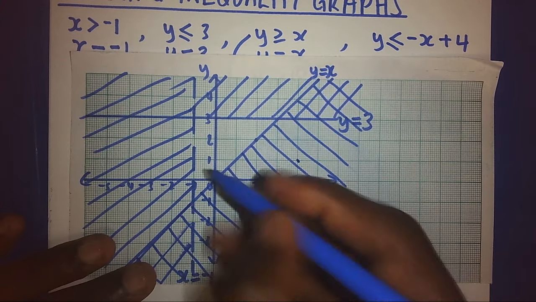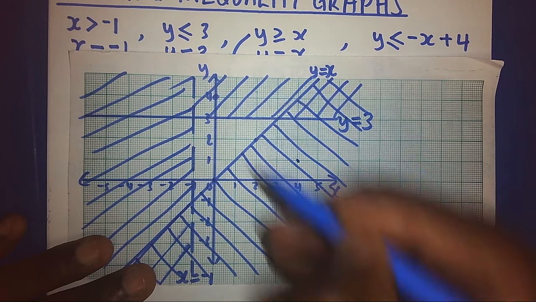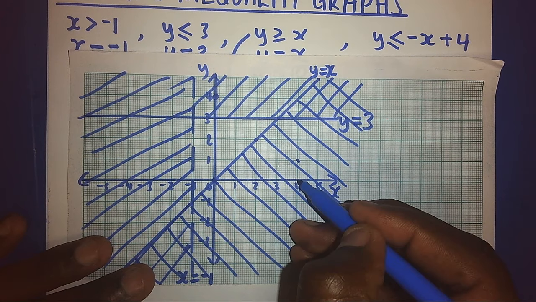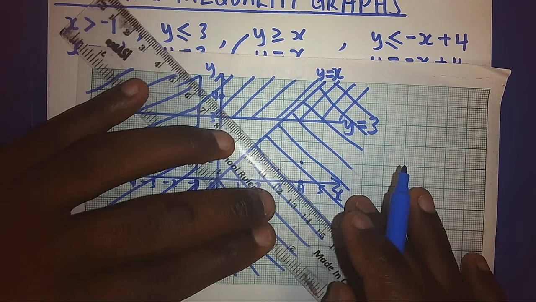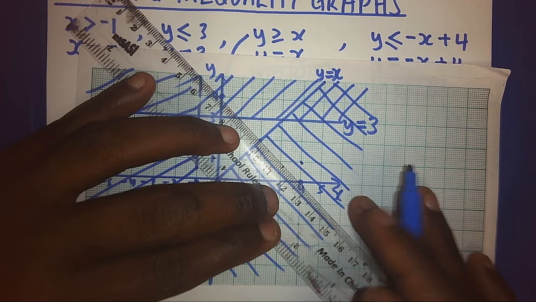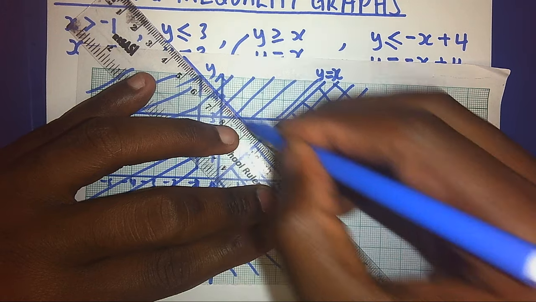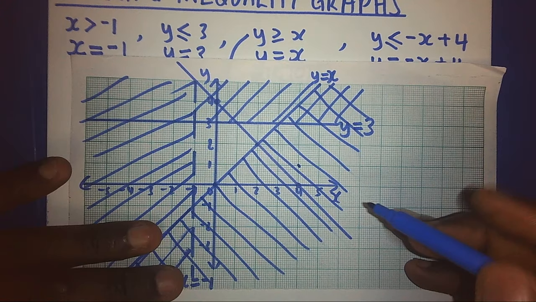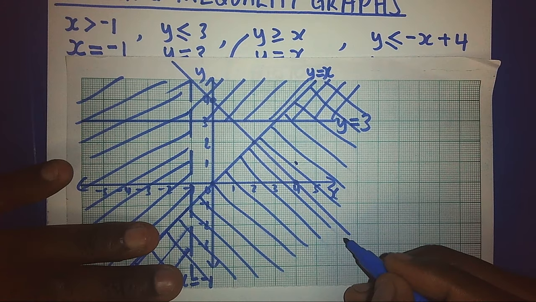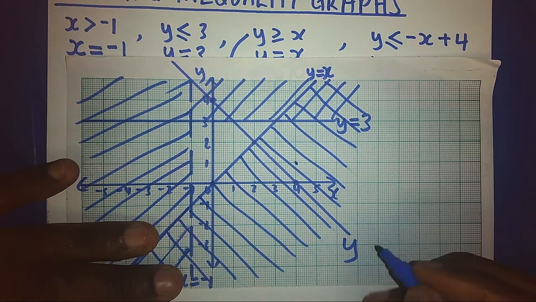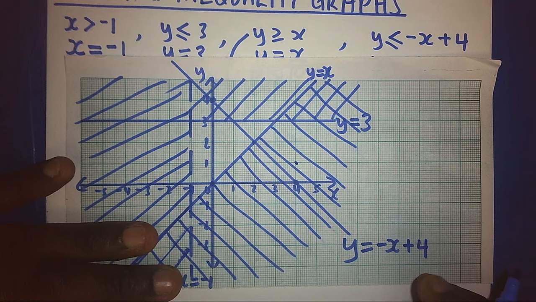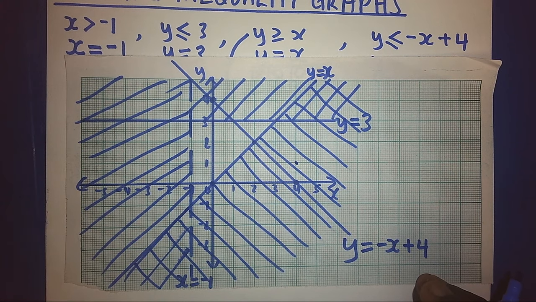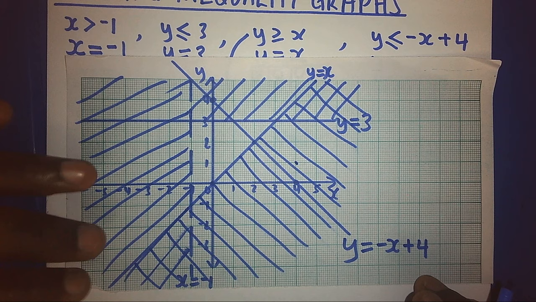0, 4 and 4, 0. So, since there is an equal sign, I will just draw a straight line. And I will call my line Y is equal to negative X plus 4. Remember, we have drawn a line, so we shall name the line with the equation.